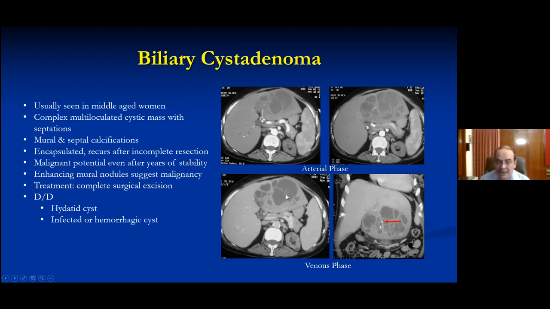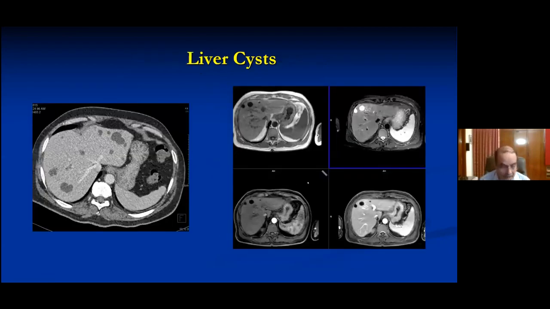In the Western population, when they see a lesion like this, they only think of the possibility of a biliary cyst adenoma. But it's important to remember that in our country, hydatid cyst can very closely mimic the appearance of biliary cyst adenoma. Liver cyst, I'm just mentioning it in passing, is a lesion which is of no consequence, but you need to differentiate it from cystic metastases.